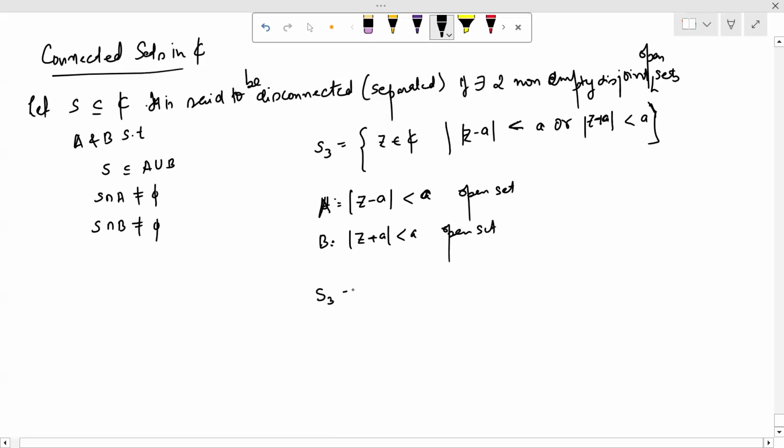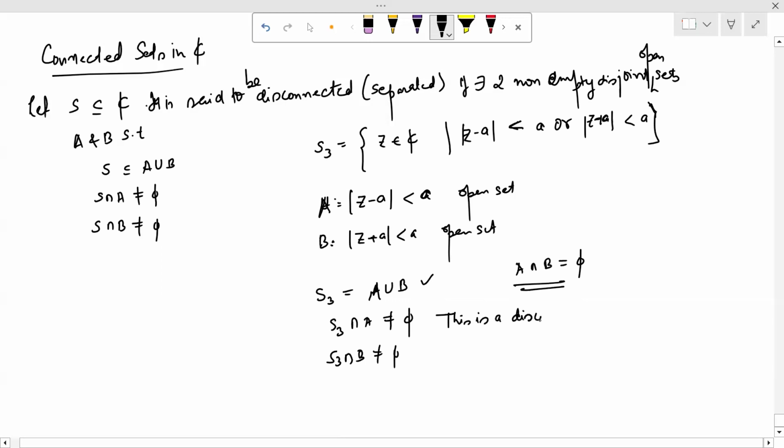Clearly, this S3 is nothing but the union of A and B. If I take S3 intersection with A, it will be equal to A itself, which is non-empty. If I take S intersection B also, it is modulus of Z plus A less than A, which is again a non-empty set. And we know that if I take A intersection B, that is completely phi. So this is a disconnected set.